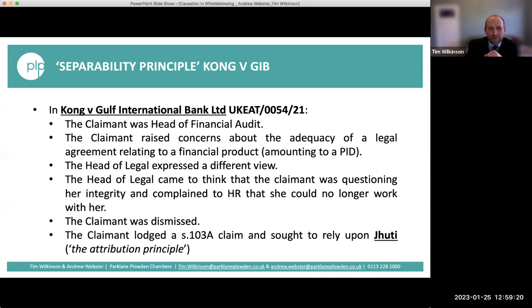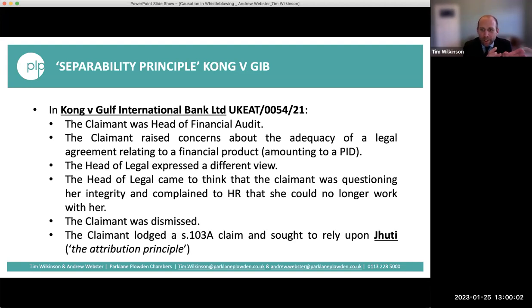But just by way of brief recap, the claimant was a head of financial audit. She raised some concerns about the adequacy of a legal agreement, and the head of legal expressed a different view. The head of legal disagreed, not surprisingly perhaps, because it was she who was responsible for drafting the agreement in the first place. That led to a conversation between the head of legal and the claimant, and also a subsequent email from the claimant copying in the head of legal. And during that process, the head of legal came to the view that the claimant was questioning her integrity, and she made a complaint about that to HR.